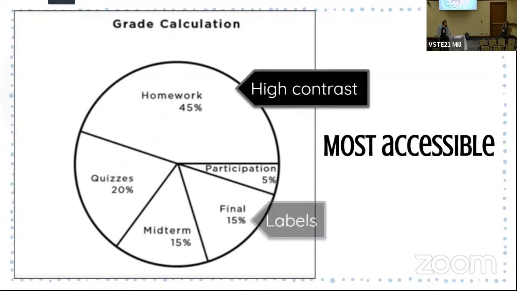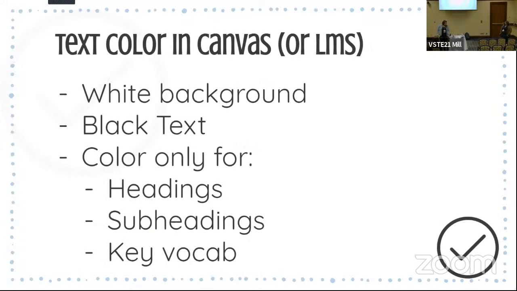Oh, yeah. So before I talked about high contrast, and that's what I mean by it, just having as big a difference between colors as possible. So when we're talking about Canvas or any kind of LMS, most of them only allow you to use a white background, and there's a reason for that. But just using black text is really helpful. They do give you the option, they have those editors that allow you to change the font colors and all that.